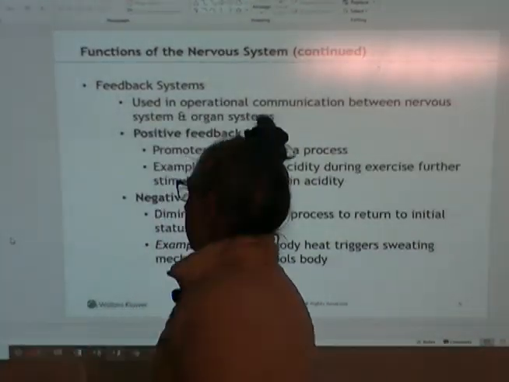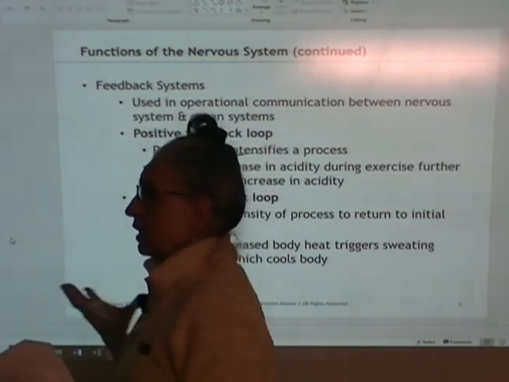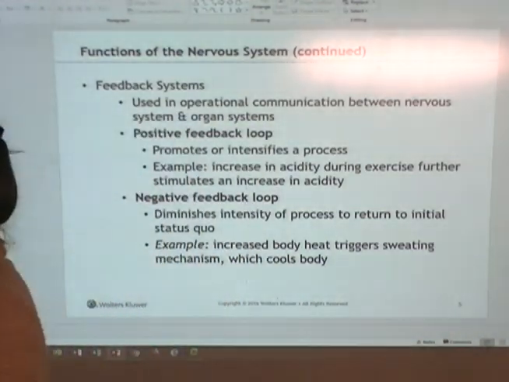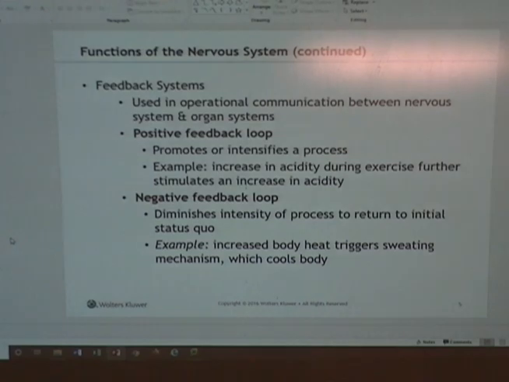So the example that the book gives us is that we get an increase in acidity if we're working under our 3 minutes and we're using glycolysis, right? And then we see an increase in blood flow. The more activity we do, the higher the levels of acidity and the higher the levels of blood flow to try to wash that lactate out of the muscle and drop it off to the liver or somewhere else.